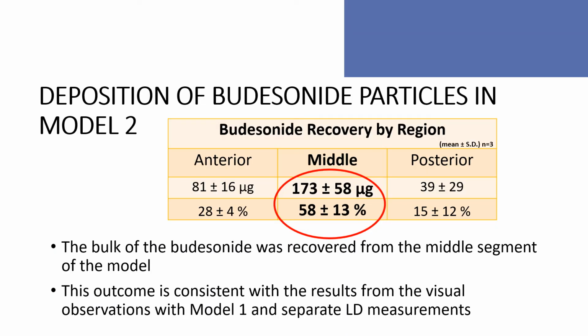The budesonide particles in aqueous suspension would be expected to be transported within the water droplets following spray generation at the nozzle exit of the Nasoneb nebulizer. Their final deposition location should match closely with that for the water droplets as observed with Model 1. Deposition of budesonide in the middle segment of Model 2 would therefore be the anticipated outcome.